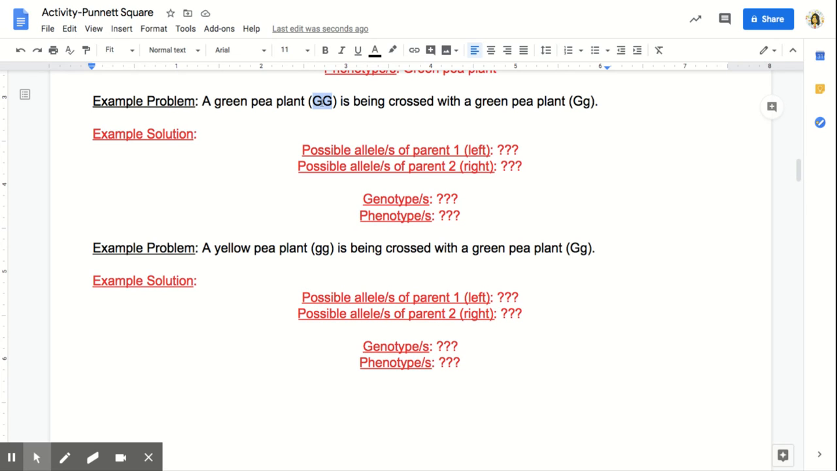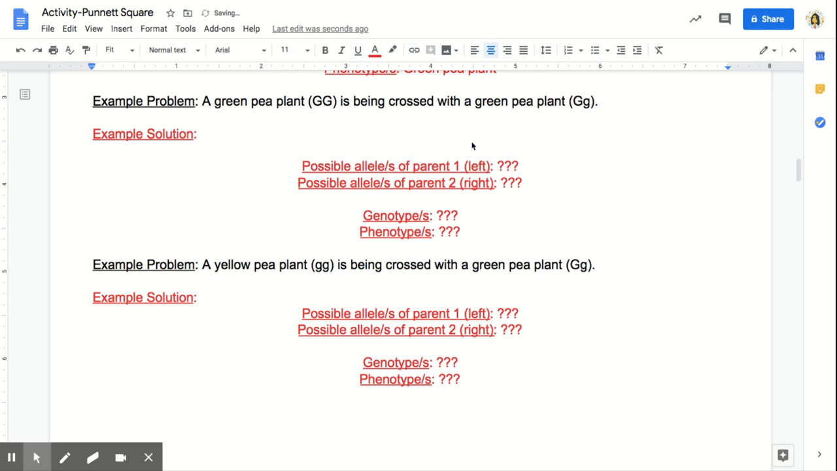A green pea plant, which is a homozygous dominant, is being crossed with a green pea plant, which is a heterozygous. So it's a crossing between homozygous dominant and heterozygous. So possible allele here is only one, which is a dominant allele. But for here, there are two. So we have dominant allele and recessive allele. So we're going to have 1 by 2 Punnett square.